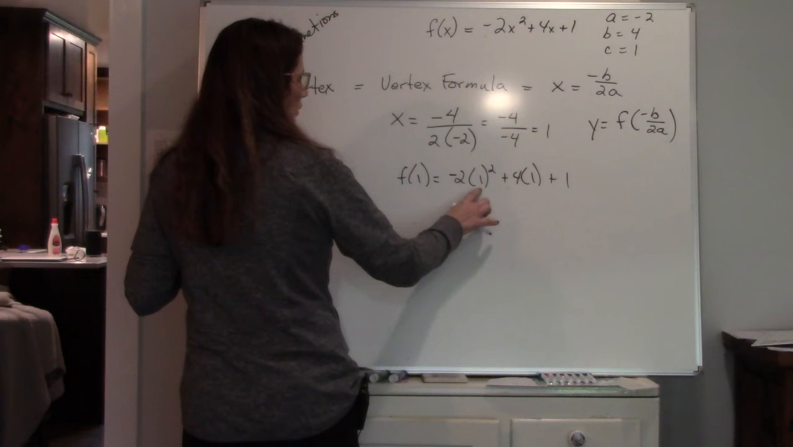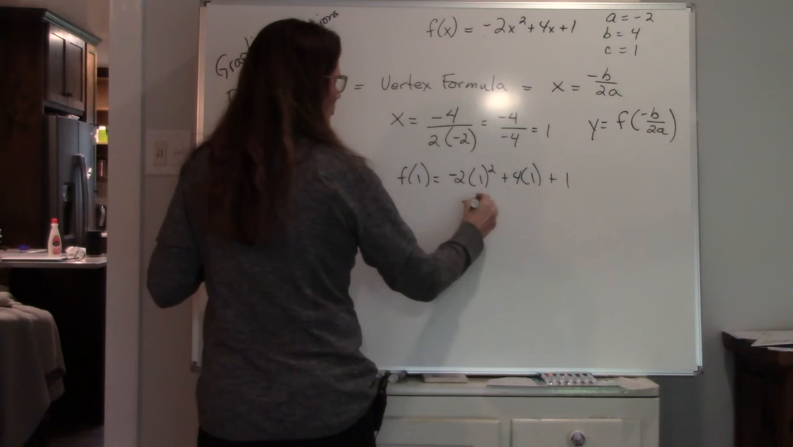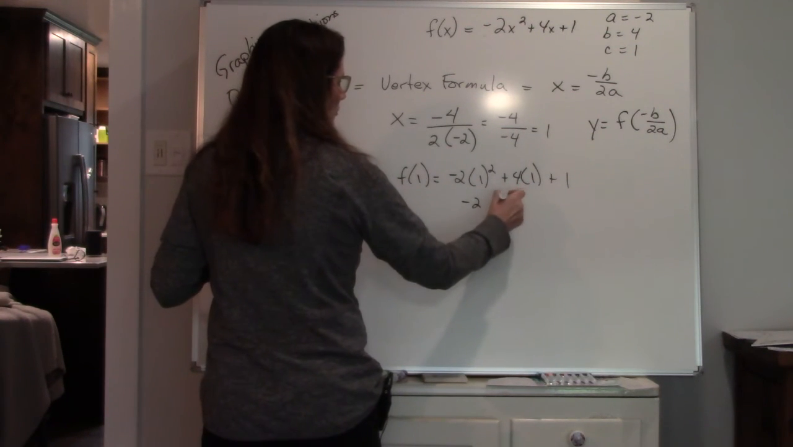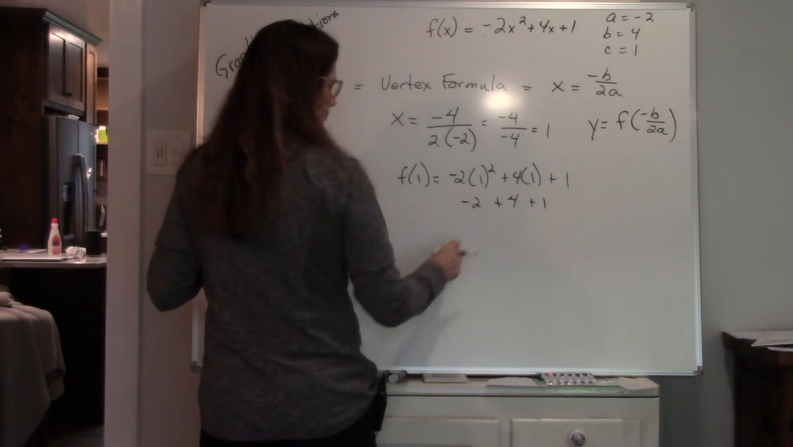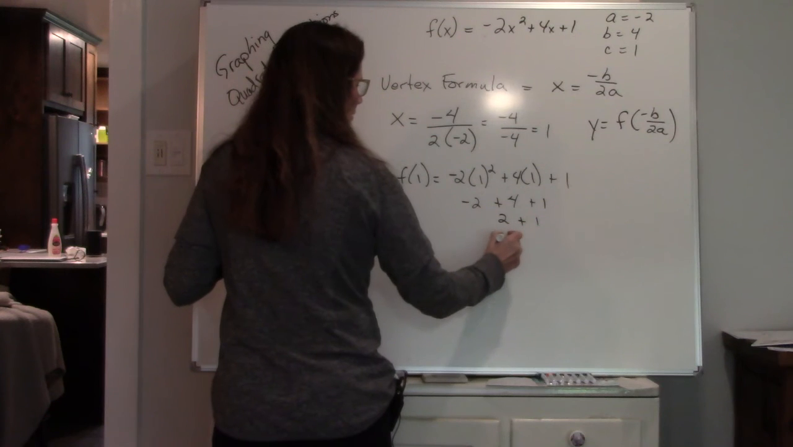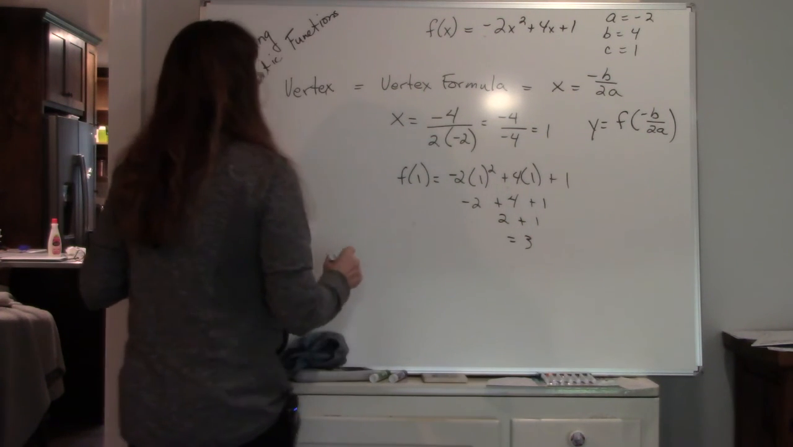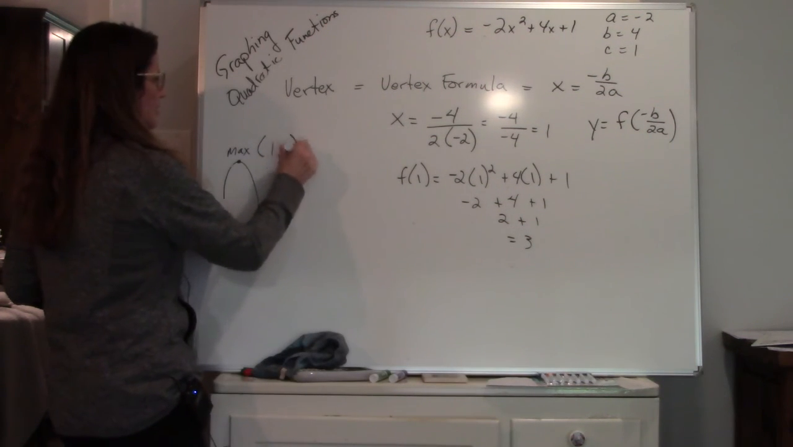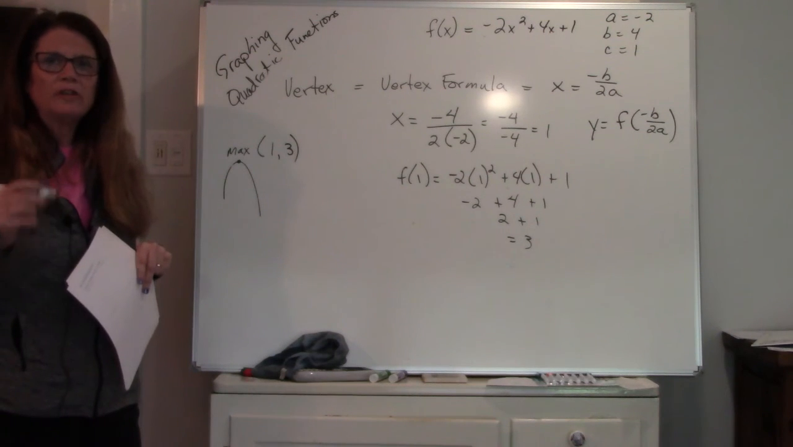So 1 squared is 1. 1 times negative 2 is negative 2. 4 times 1 is 4, plus 1. Negative 2 plus 4 is 2. 2 plus 1 is 3. So my vertex is at the point (1, 3).